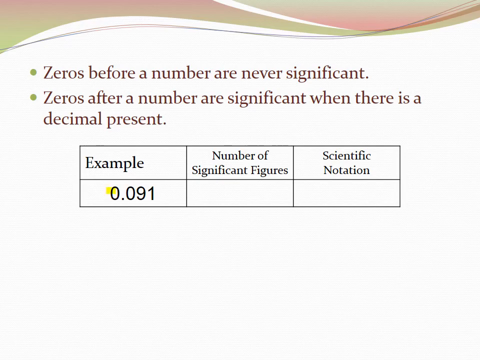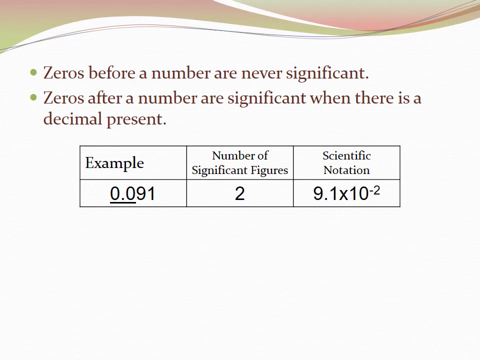Zeros before a number are never significant, so that means these zeros are not significant. Second rule we don't have to worry about because there are no zeros at the back of the number. So since zeros at the front are not significant, I underline the zeros at the front of the number. That means I only have two significant figures. So I'll write those two significant figures in scientific notation. That'll be 9 and 1.